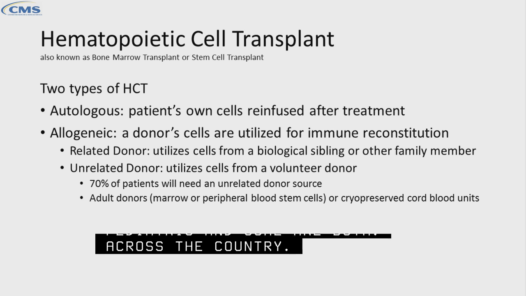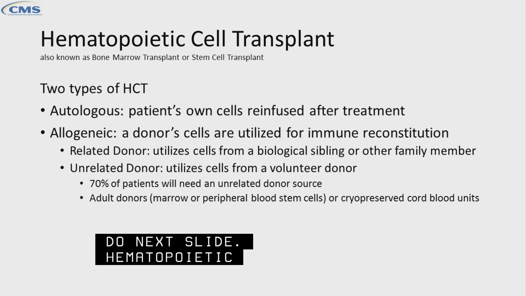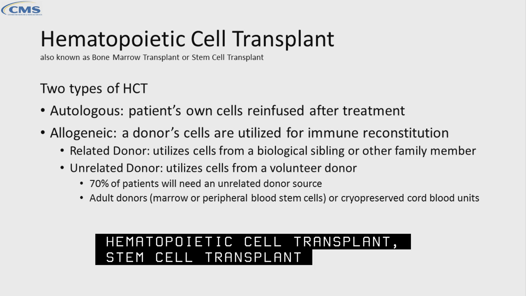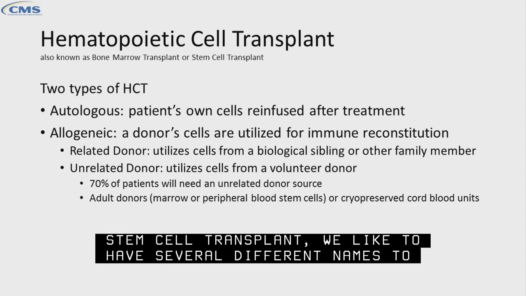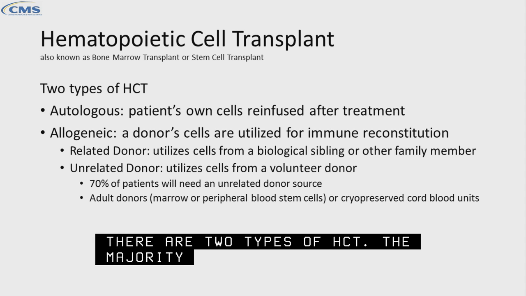So hematopoietic cell transplant, also known as bone marrow transplant or stem cell transplant, we like to have several different names just to confuse everybody. There are two types of HCT, autologous, and these are the majority of the transplants that are done. That's when the patient's own cells are reinfused after treatment, and it's about 11,000 cases per year.